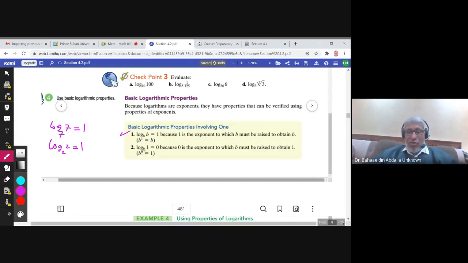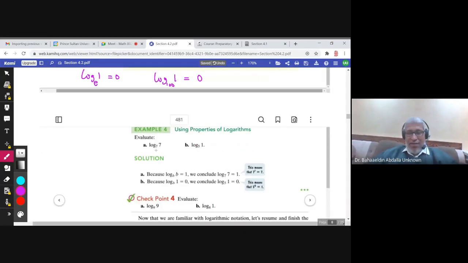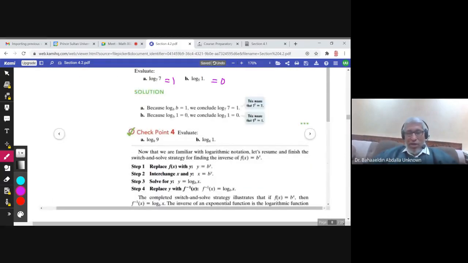Also, log 1 to any base is always 0 because b to the power 0 is 1. So log 1 to the base e is 0. Log 1 to the base whatever, for example 100, is 0. Log 1 to any base is 0. Log b of b is 1. So here log 7 to the base 7 is 1. Log 1 to the base 5 is 0. Here log 9 to the base 9 is 1. Log 1 to the base 8 is 0.